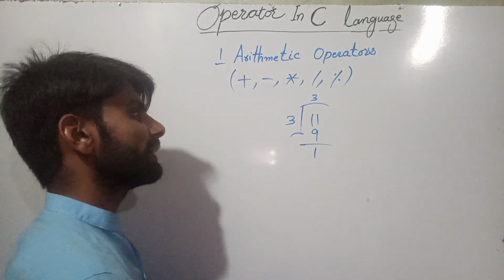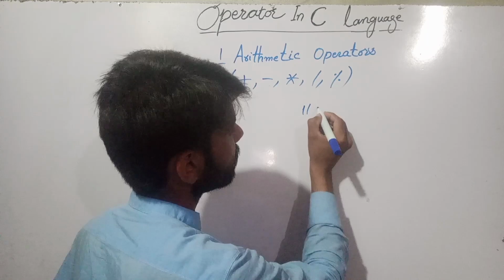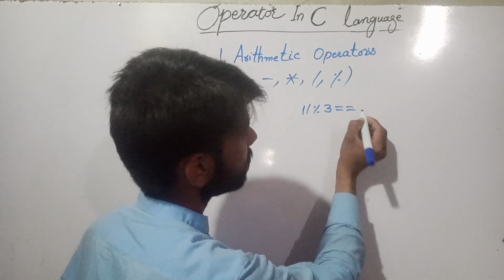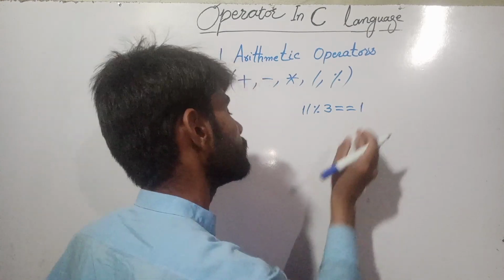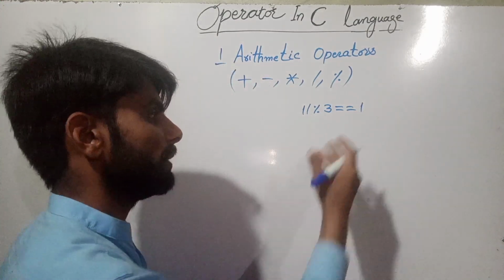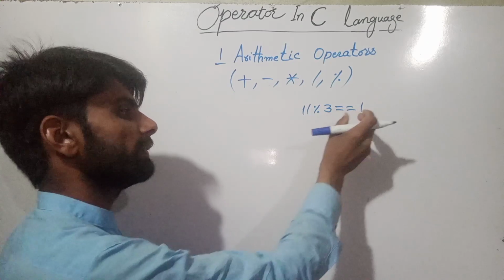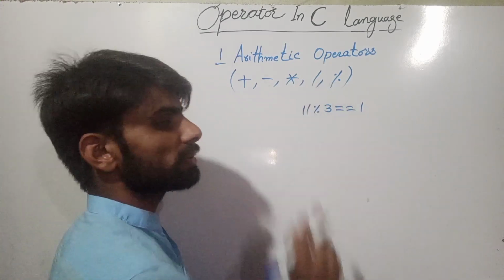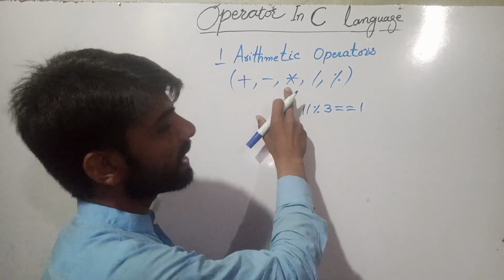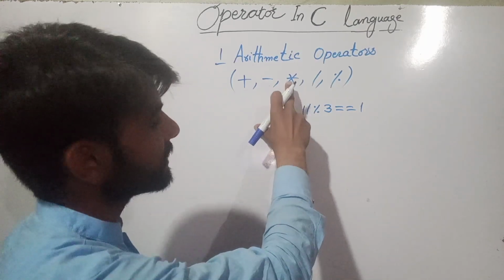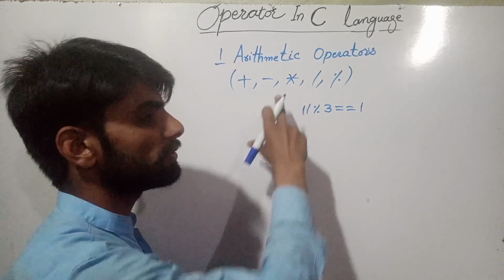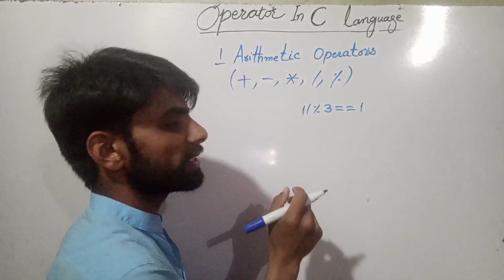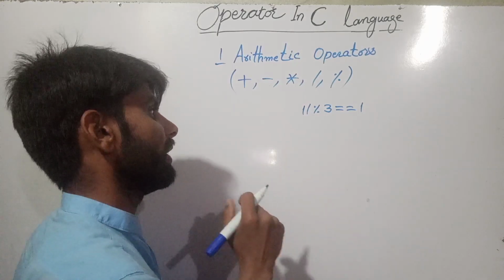To find this value in C programs, we use the modulus operator. And how will we write it in the program? 11 modulus 3 is equal to 1, because this is the remainder after the division, and the answer will be 1. I hope you got it, what the modulus operator is. And this asterisk is the multiplication symbol; in programs we use the asterisk symbol to do multiplication.